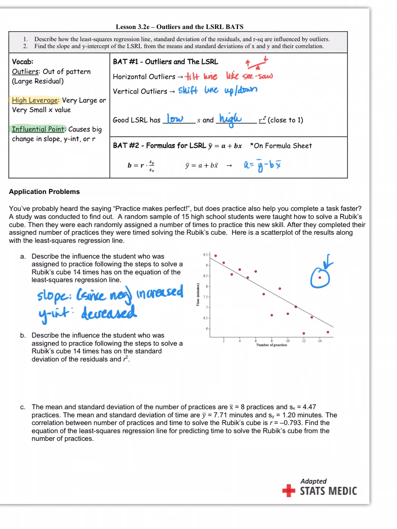Because, think about it, it's a high horizontal outlier, right? So we know it's going to affect both. All right, then B says, describe the influence the student who was assigned to practice, this same dude here, had on our standard deviation of the residuals and our R squared. So what influence does he have on S?